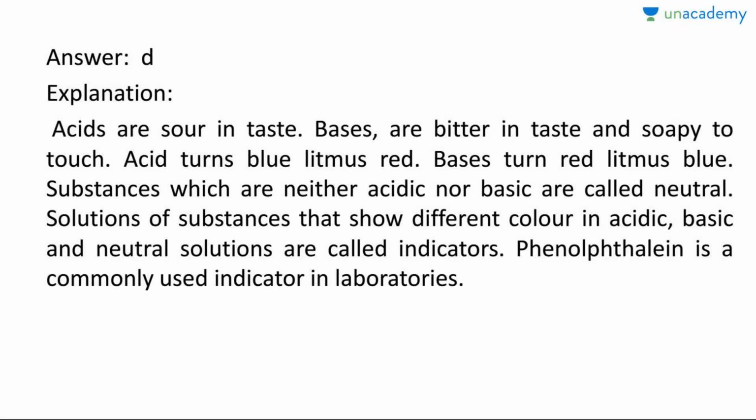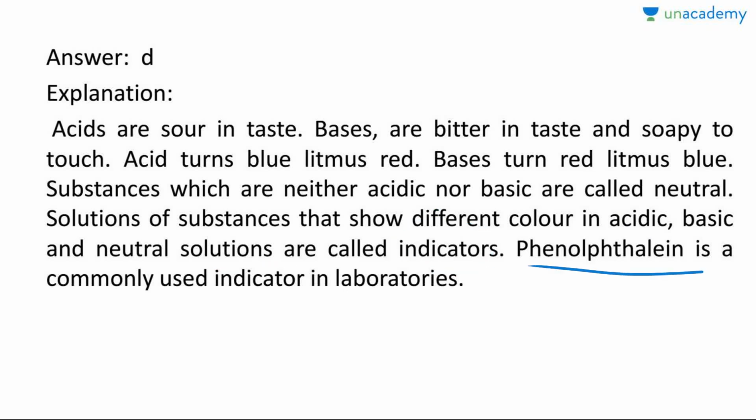So now what is an indicator? Whenever you take a substance which is either acidic or basic, and you touch it with an indicator, it changes to a specific color, and then you can identify whether the substance or solution is acidic or basic. Acids are sour in taste, bases are bitter in taste and soapy to touch. Acid will turn blue litmus into red, and bases will turn red litmus into blue. Substances which are neither acidic nor basic are called neutral, and substances that show different colors in acidic, basic and neutral solutions are called indicators.